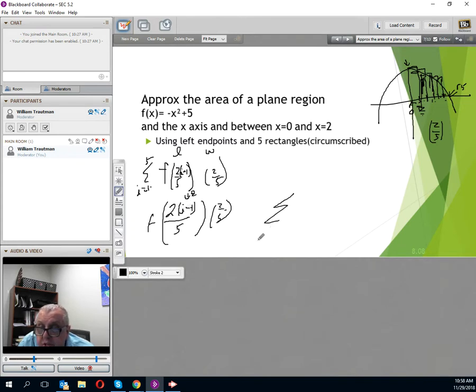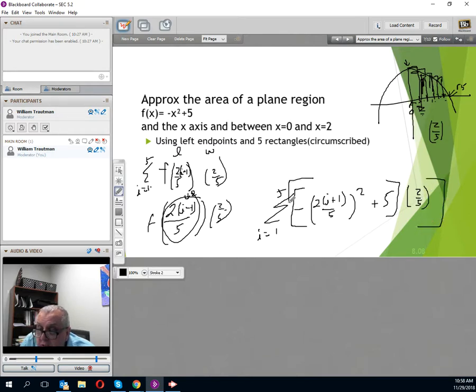So I'm going to do the summation again from i equals 1 to 5. I'm going to put this into my function, negative x squared plus 5, and in the x, I'm putting 2 times (i minus 1) over 5. This is my function, in parentheses. Then I have parentheses for the width. And don't forget, I have one big parentheses for the whole summation. Now, if you put this into your calculator, I'm just going to give you the answer.